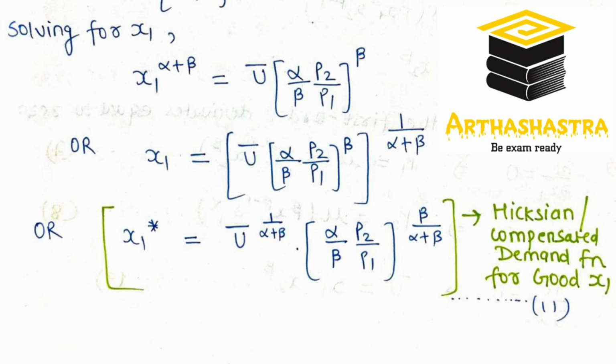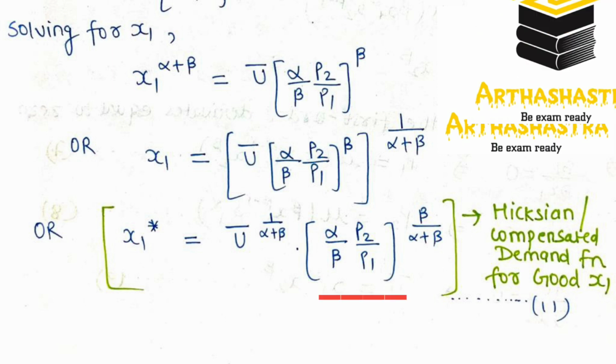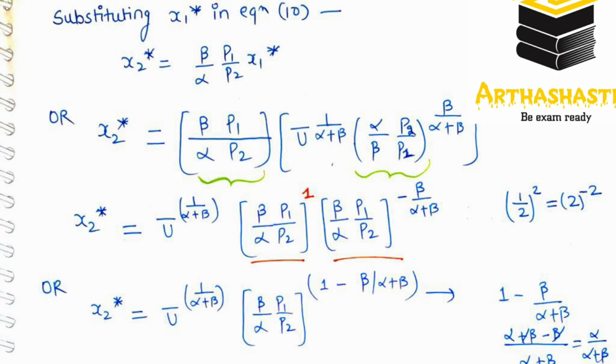Taking u bar outside the bracket, we get x1 star as u bar raised to the power 1 over alpha plus beta times alpha by beta p2 by p1, whole raised to the power beta over alpha plus beta. Now this is our Hicksian or compensated demand function for good x1. Similarly, we can find out the function for x2 by substituting the Hicksian function of good x1 in equation number 10. So substituting x1 star in equation 10, we get the value of x2 star as this.